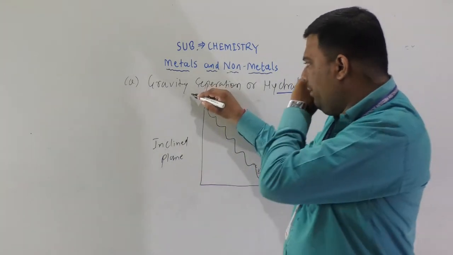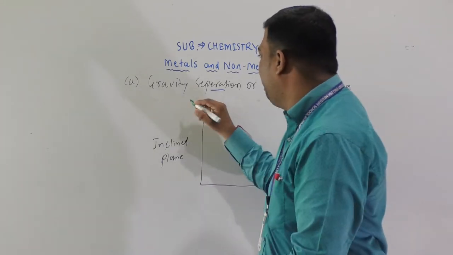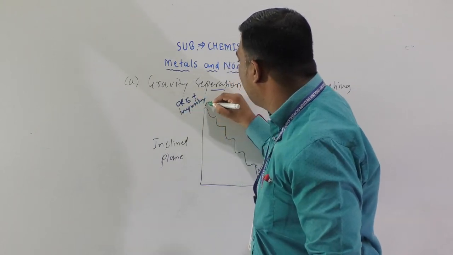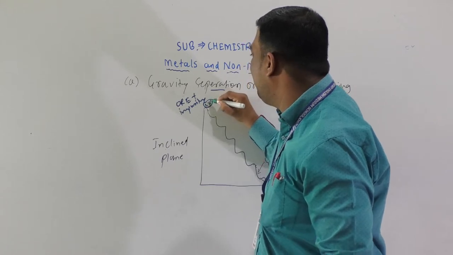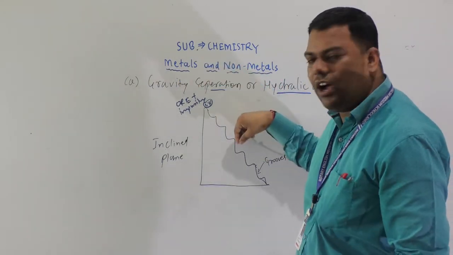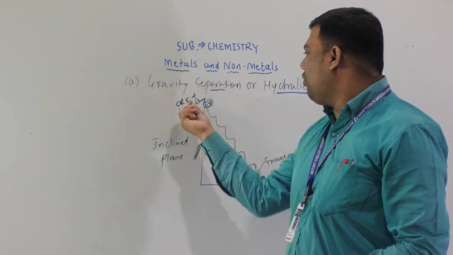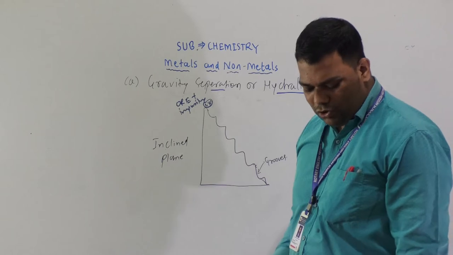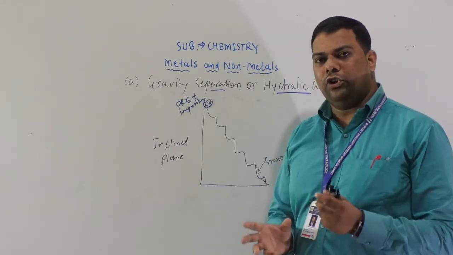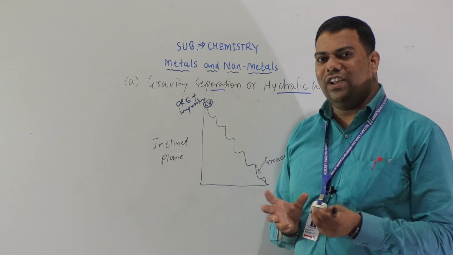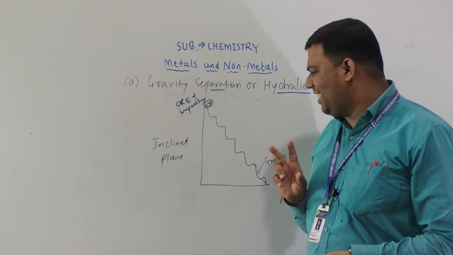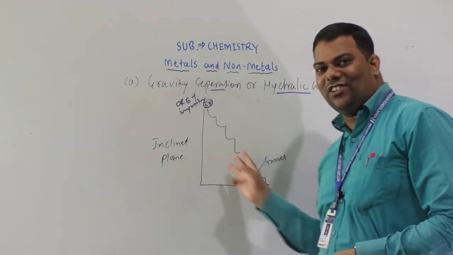So the ore plus impurity are in these grooves, and we pour water with high force. What will happen depends on density. Either the ore or the impurity must be heavier. Suppose the ore is heavier, then it will get stuck in the grooves, understood? And the impurity flows down along with the water.